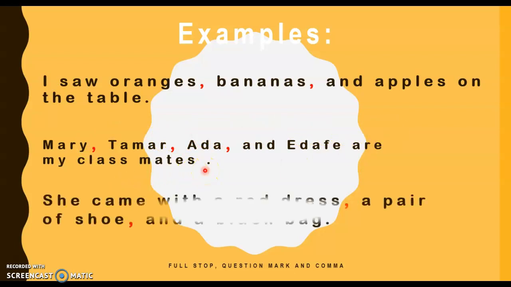Let's look at one more example. She came with a red dress, a pair of shoes, and a black bag. Here we have group of words. A red dress, that's an item. A pair of shoes, that's another one. And a bag. So the comma helped us to separate these things and at the same time help the reader to pause when reading.